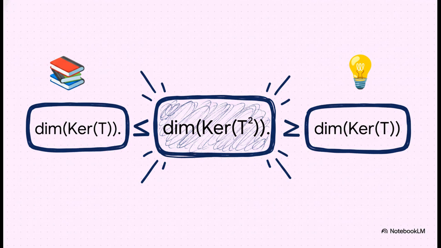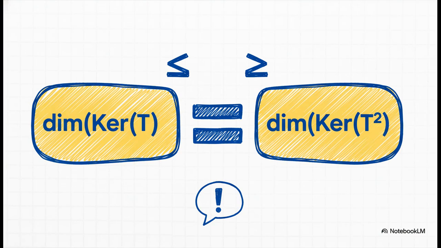And this is the brilliant final move. It's a dimensional squeeze play. We already knew from a basic property that the dimension of ker T is less than or equal to the dimension of ker T squared. But we just proved that the opposite is also true. We've got it trapped from both sides. When a number is both less than or equal to and greater than or equal to another number, there's absolutely no wiggle room. They have to be the same. The dimensions of these two kernels have to be exactly equal.